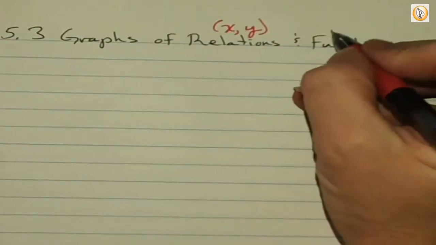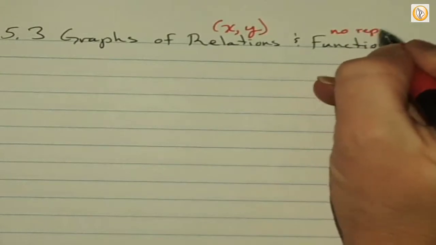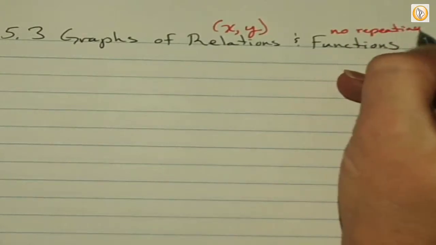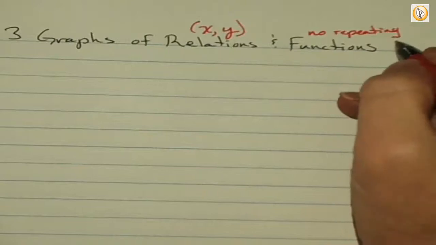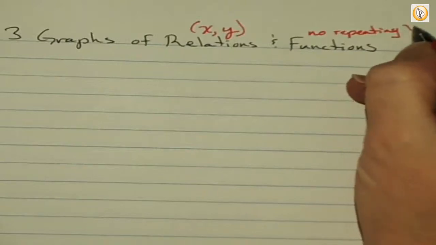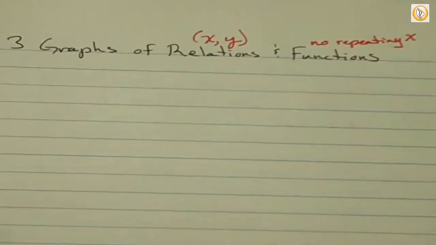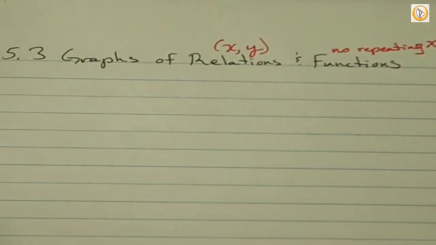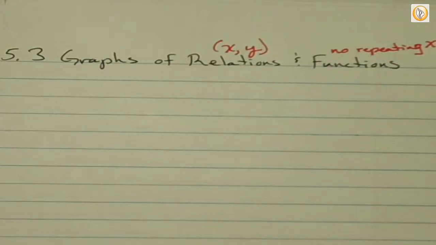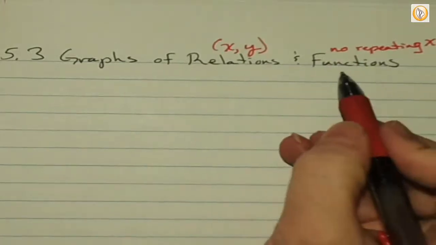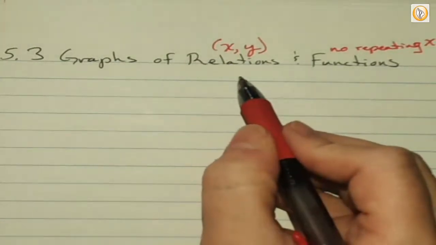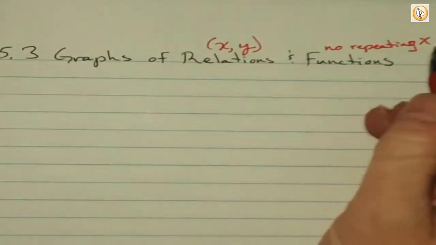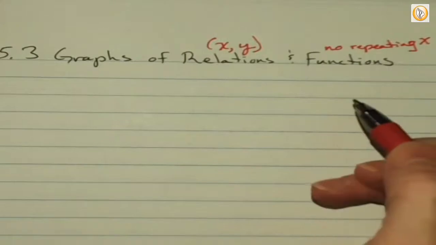Okay, so no repeating X. No repeating X. Okay, good job. So a relation has to be just an X and a Y. And a function is a relation, by the way, but it cannot have any repeating X's.